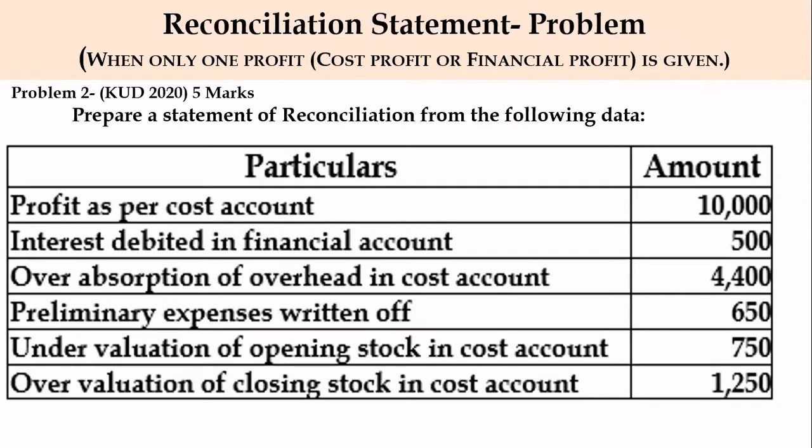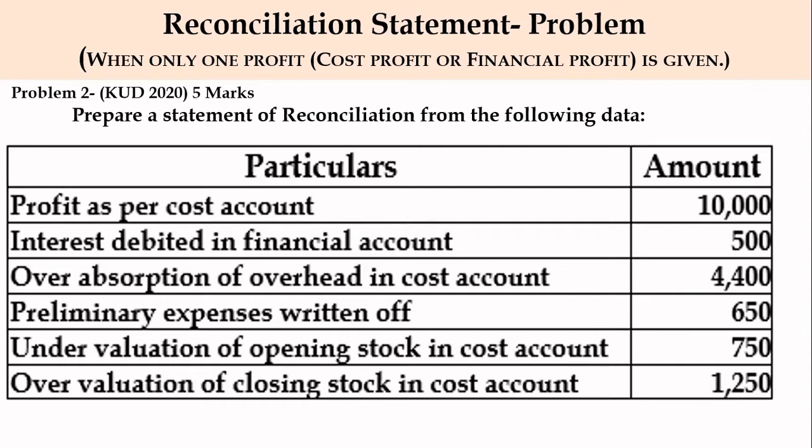So this is the problem which I'm going to solve today. This was asked in 2020 for 5 marks in the Karnataka University, Dharwad question paper. Profit as per cost account is rupees 10,000. So you can see here only one profit is given. Profit as per financial account is not given. That we have to find out now.